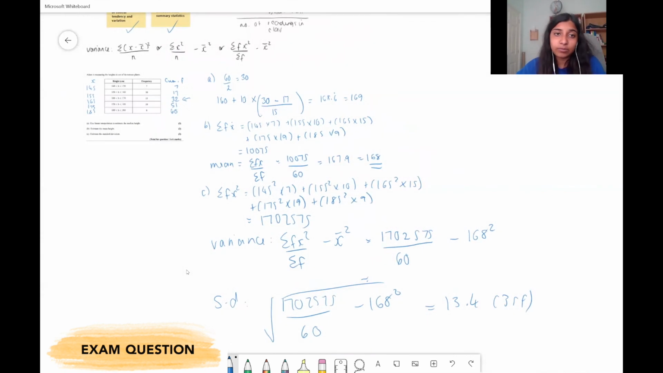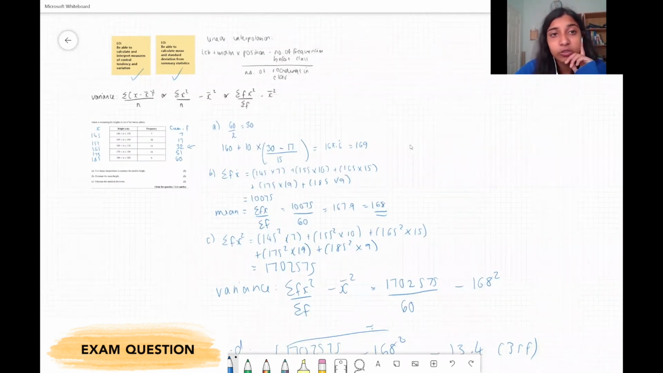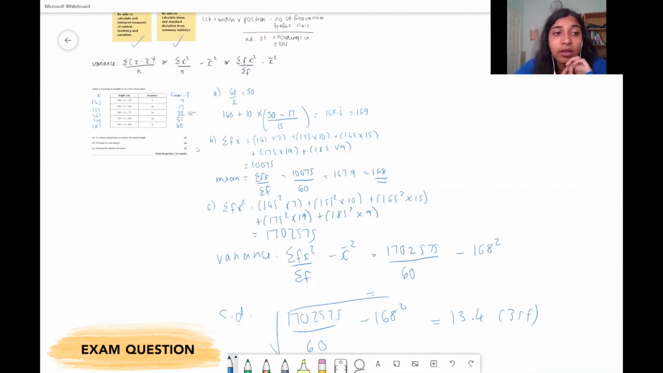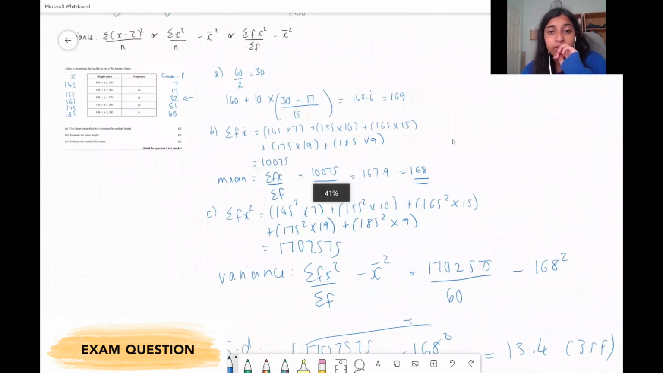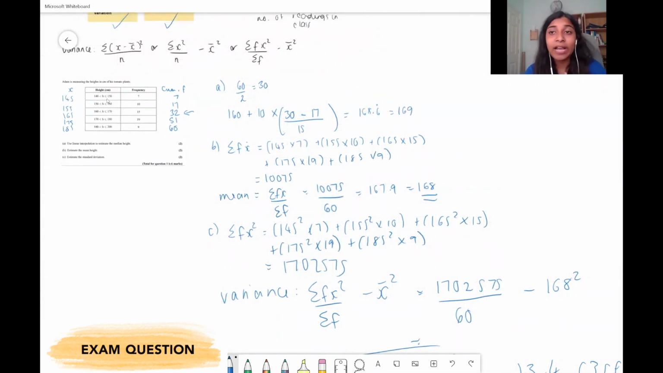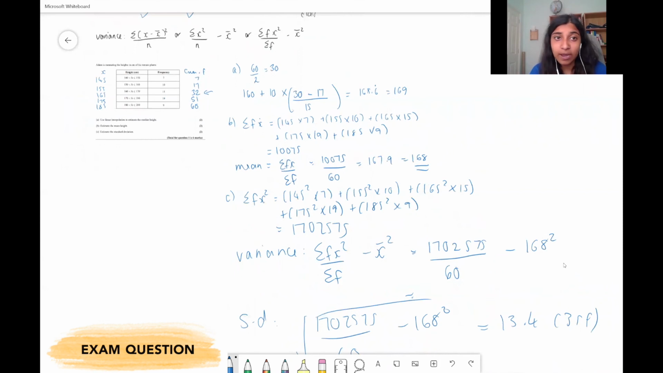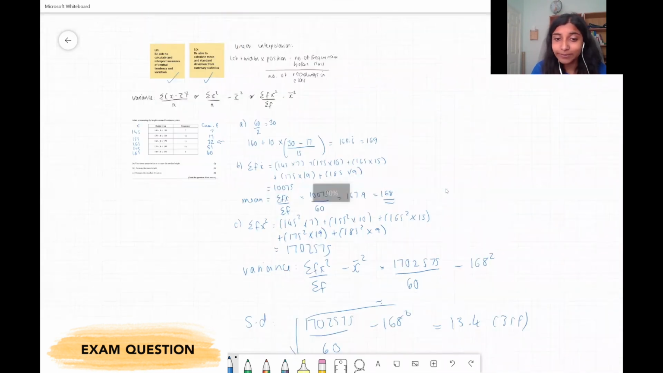Yeah, so it's quite a standard process. For linear interpolation, you just want to use this formula here, so just memorize this. Then to estimate your mean, you want to work out your midpoints of your classes, multiply that by your frequencies to get the sum of fx, and you divide that by your sum of frequencies to get your mean. Then for your standard deviation, you want to work out your sum of fx squared, and you just want to plug all your values into the formula for the variance and just square root that to get your standard deviation.